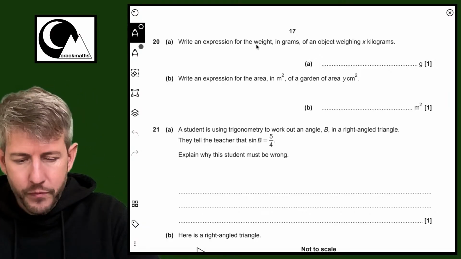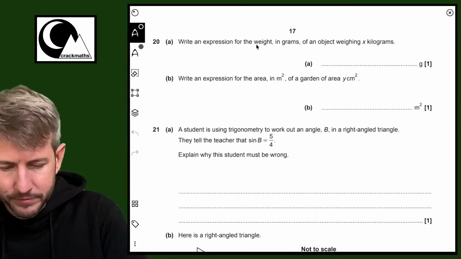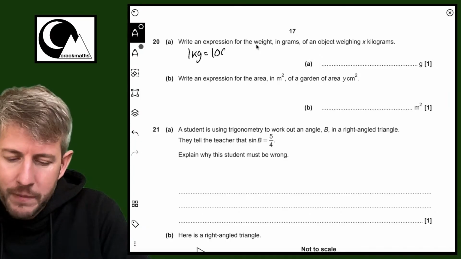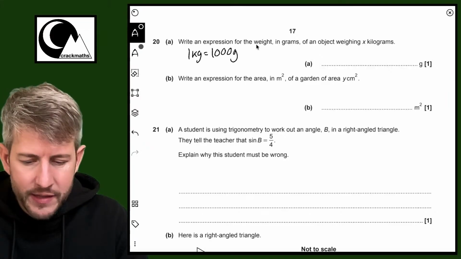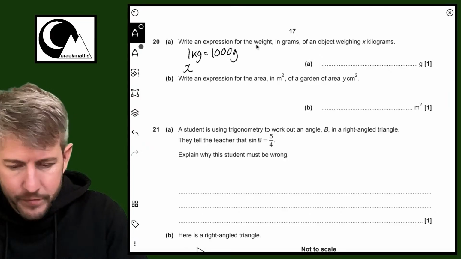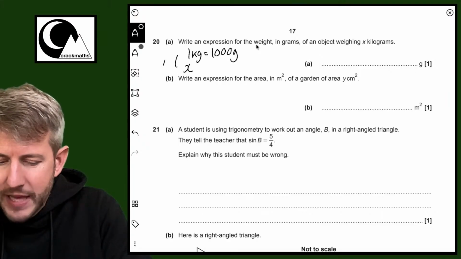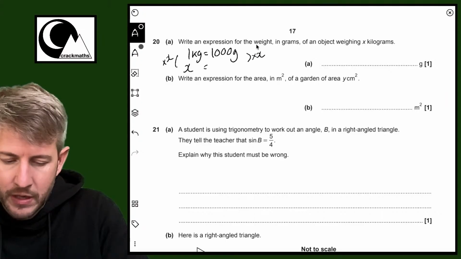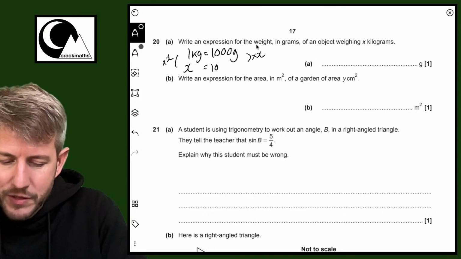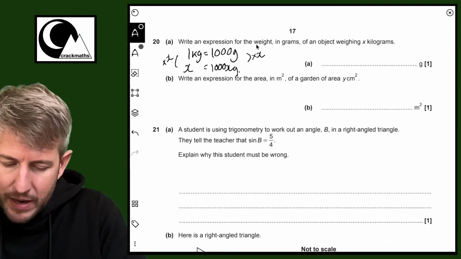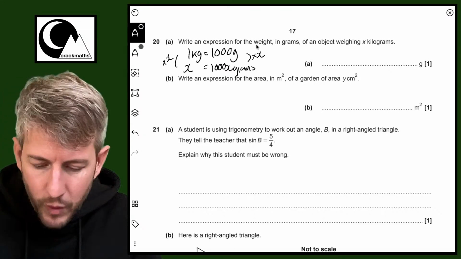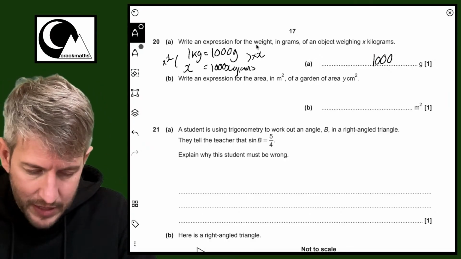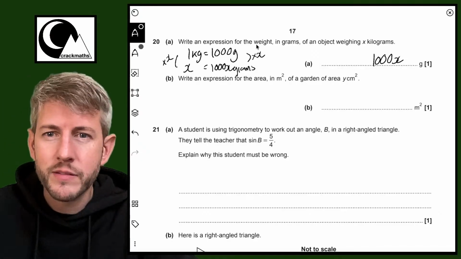Okay, so let's see. 1 kilogram, 1 kg equals 1,000 grams. Okay, so X kg would be times X. So we'd have to times this by X. So that would be 1,000 X grams. Okay, so here we go. The weight of an object in grams would be 1,000 X, because we've timesed the 1,000 by X.